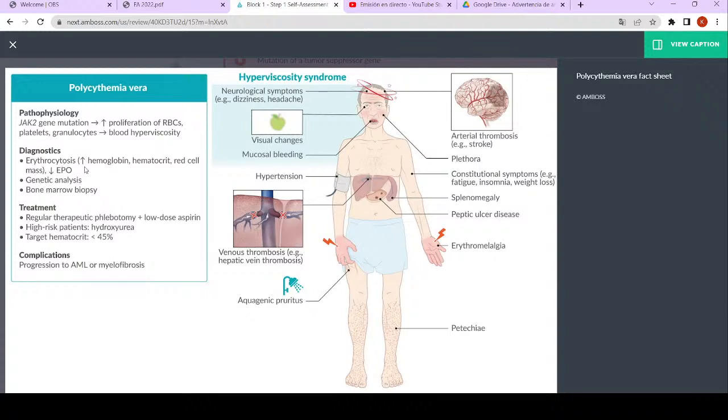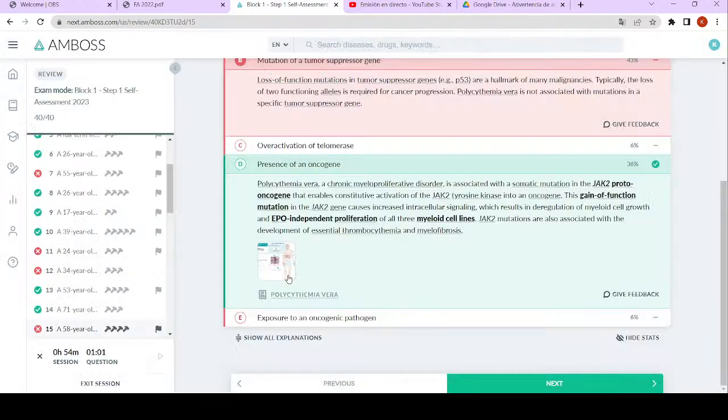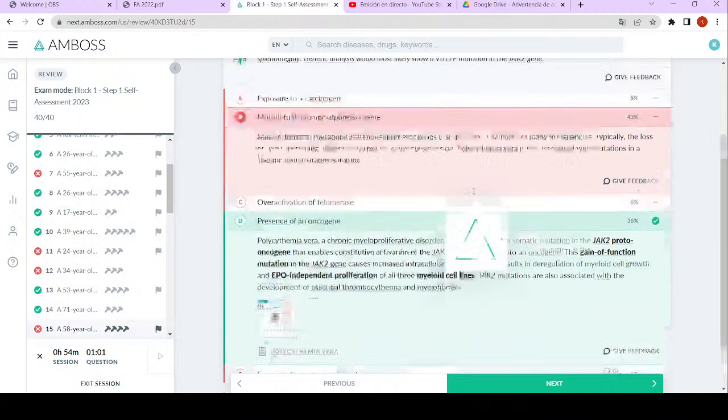Diagnosis: erythrocytosis because of more hemoglobin and red cell mass, less EPO, genetic analysis, and bone marrow biopsy. Treatment: regular therapeutic phlebotomy plus low dose aspirin. High risk patients, the ones that use hydroxyurea. Target hematocrit less than 45. Complications: progression to AML and myelofibrosis.